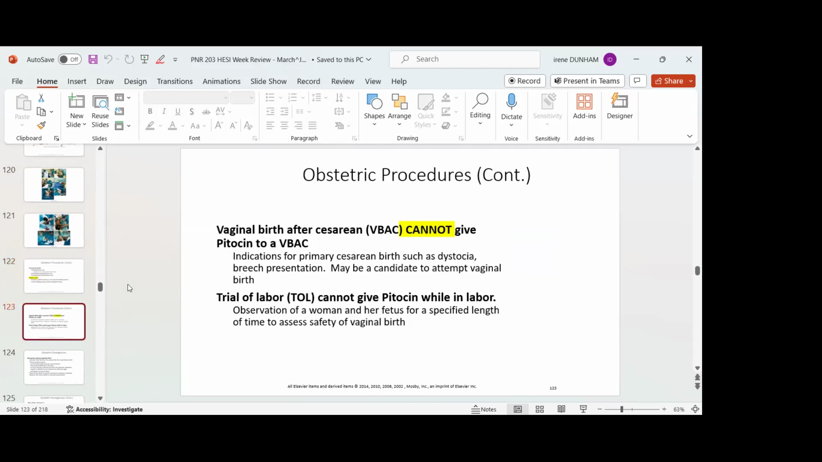Let's see. You might have a question about VBAC. That's vaginal birth after cesarean. What I want to emphasize on this is that you do not give Pitocin to a VBAC. All right. Because that's a weakness. When you have a cesarean cut, that's a weakness in the uterus. By giving Pitocin, you can make that uterus rupture. And so you never, ever, ever give Pitocin to a VBAC.